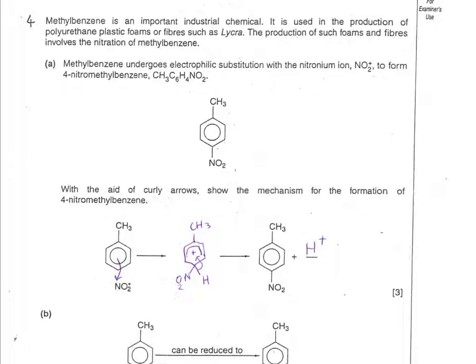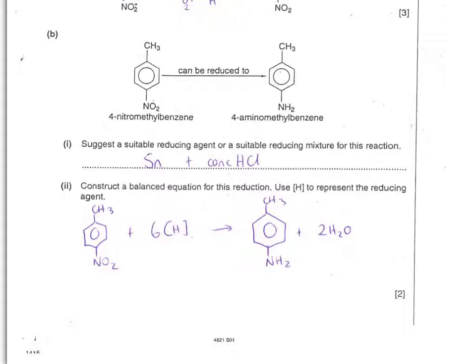The marks here are first of all for the full structure of the intermediate with the partial delocalization, the positive charge, and the NO2 group attached. And then the second mark is going to be for this curly arrow here. Be picky, make sure you get that exactly right. And then the other product, as well as the nitromethylbenzene, is the hydrogen ion that's been removed by this curly arrow.